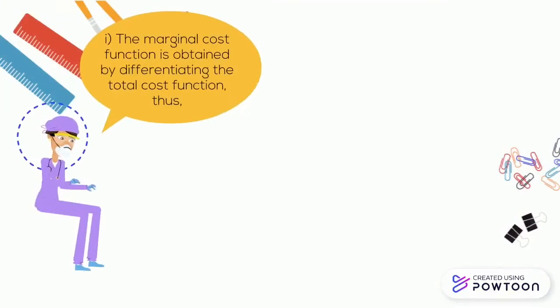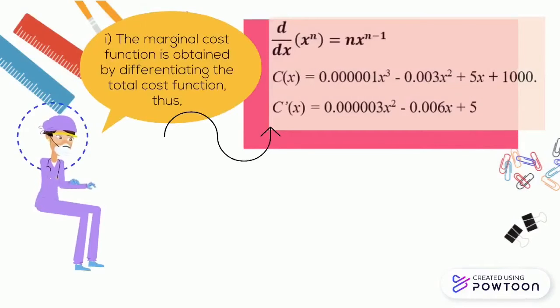For the first part, the marginal cost function is obtained by differentiating the total cost function. We use the formula d/dx of x^n equals nx^(n-1). So we get the marginal cost function, C prime of x, equals 0.000003x squared minus 0.006x plus 5.